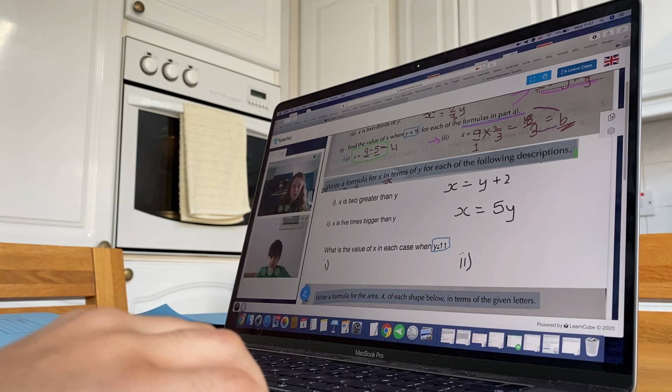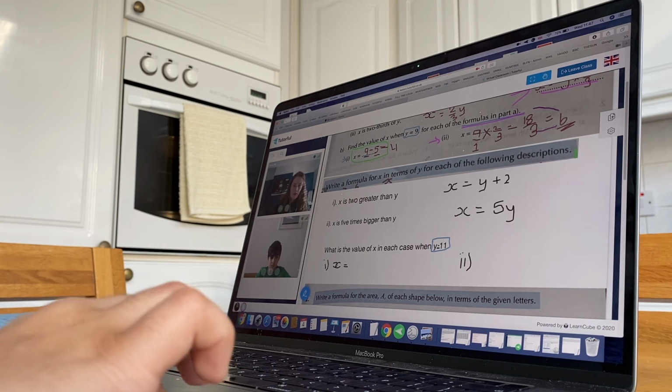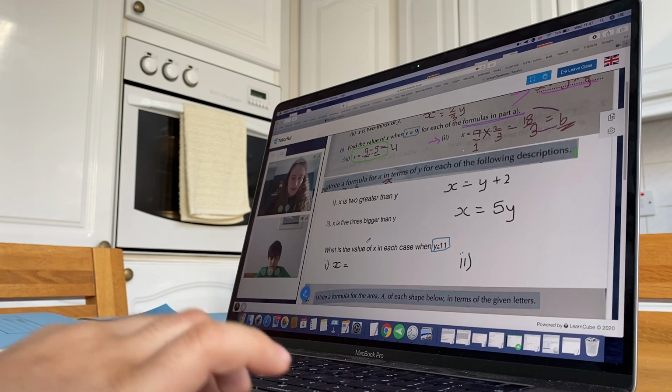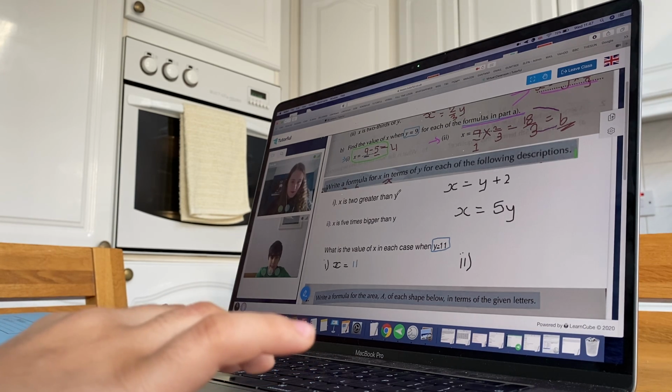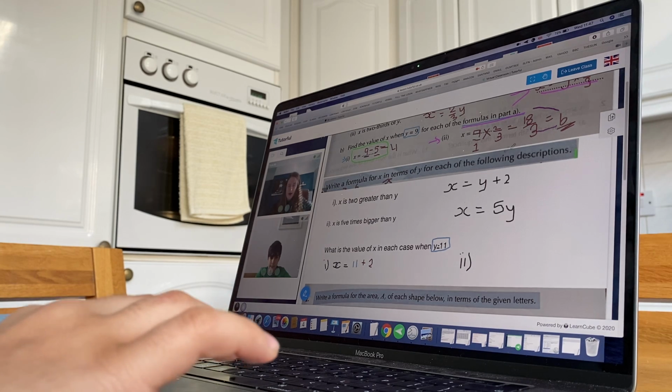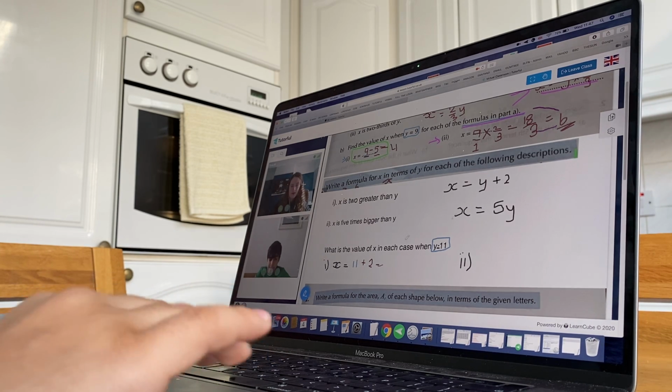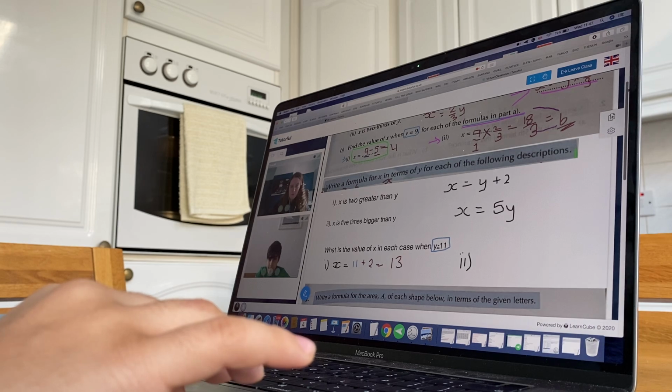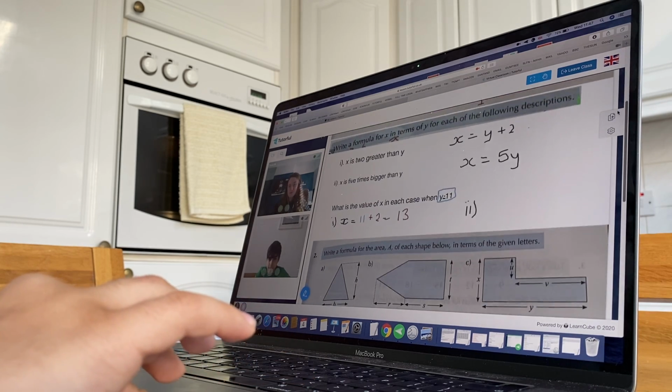Okay, so we substitute that in, so we say 13. x is 13. Yeah, 13. Brilliant. Really good. 11 plus 2, which is 13. Brilliant. What about the next one?